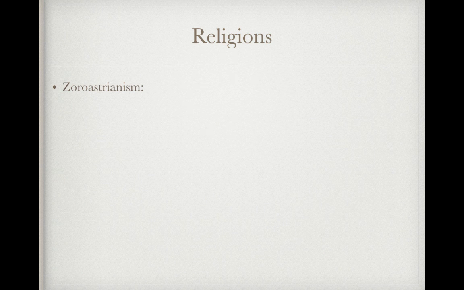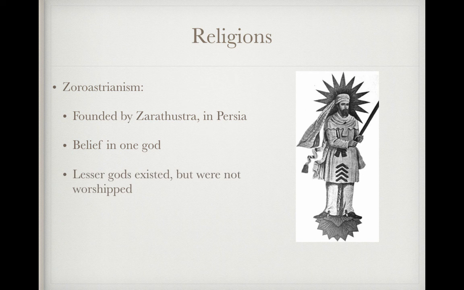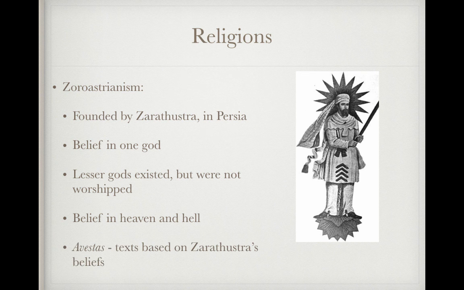Zoroastrianism is another religion you should be familiar with. It was founded by Zarathustra in Persia, or present-day Iran. And this is a belief in one God. Lesser gods did exist, but they were not worshipped. There also is a belief in heaven and hell, so you could see some influence of this religion. And the Avestas were the texts that were based on Zarathustra's beliefs.